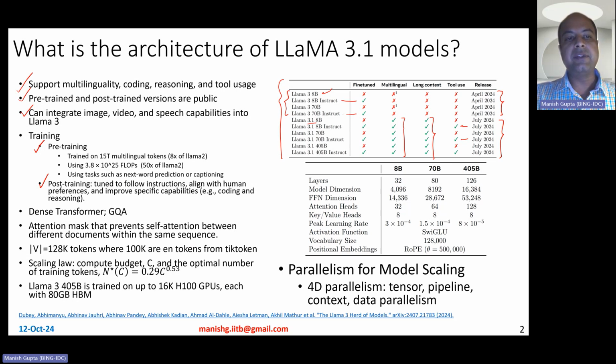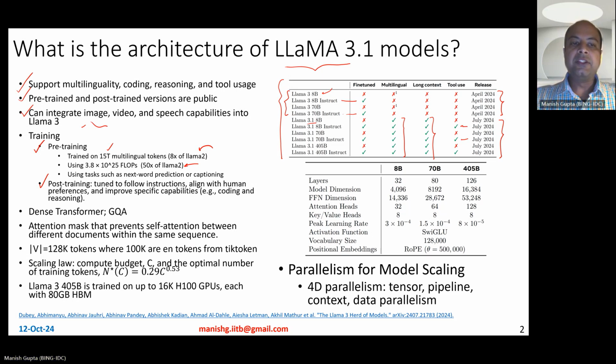But just to give you an idea of the scale, these models have been pre-trained using 15 trillion multilingual tokens, which is 8 times the size of the pre-training data for Llama 2. Similarly, they have been trained using 3.8 × 10^25 floating point operations, which is about 50x the compute that was used to pre-train Llama 2. The Llama 3.1 herd of models have all been pre-trained using next word prediction or image captioning kinds of tasks, image captioning especially for the image or video pre-training.